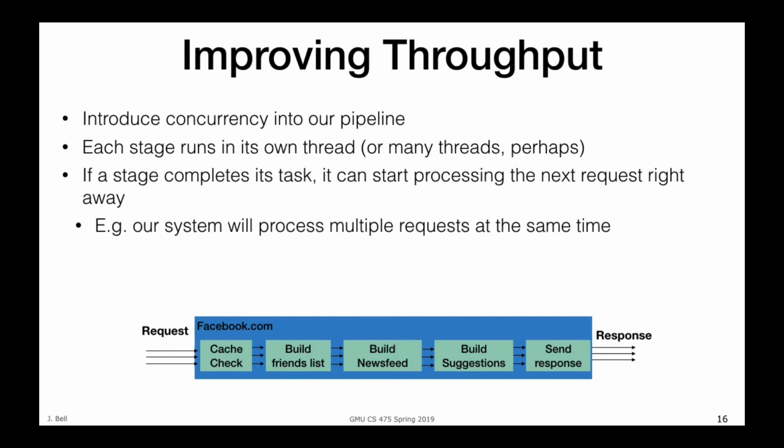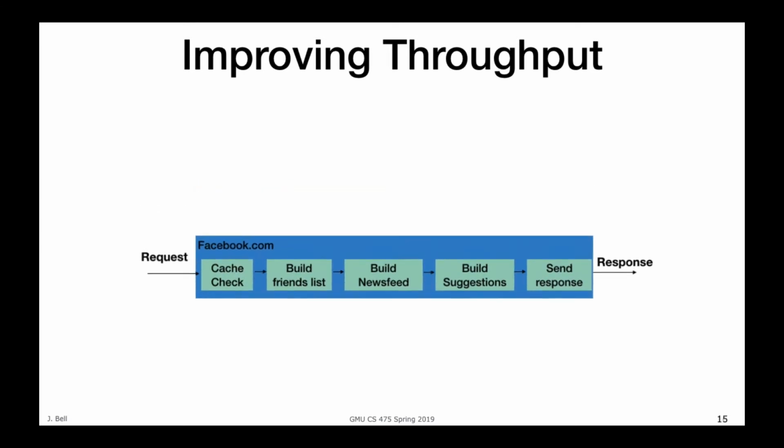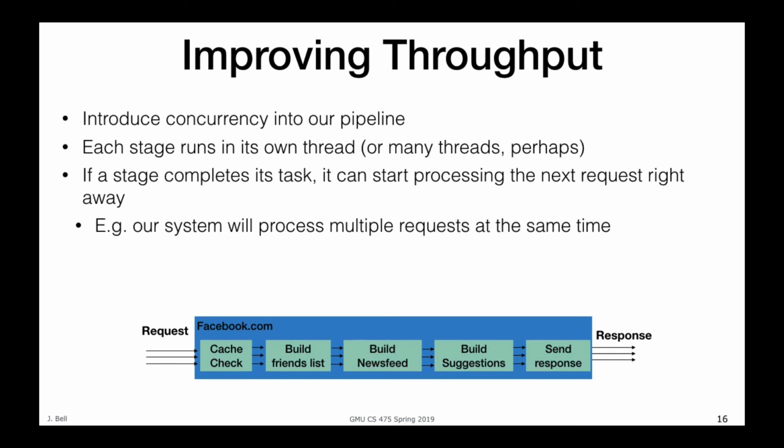So if we want to improve the throughput of this system, the easiest approach, given we're in the concurrent and distributed systems class, is to introduce concurrency into this pipeline. So instead of saying that we can process only a single request per second with a single cache check and a single build friends list, maybe we can do some concurrent processing where we can do multiple requests in each stage. So each stage could run in its own thread, and if a stage completes its task, it can start processing the next request right away. So our system would process multiple requests at the same time.